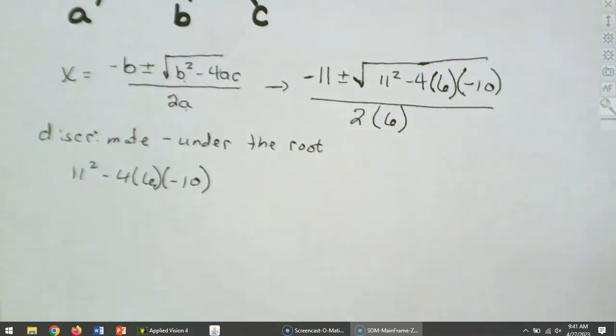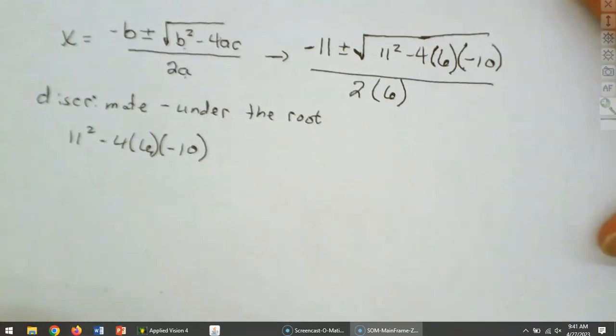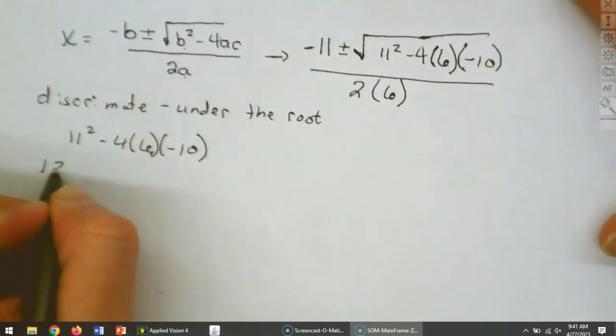Now, where students make a mistake is they're not careful with the signs. And we have to be very careful when we multiply. And remember, what happens when we have a negative times a negative? Well, that is going to make that positive. So we start off with 11 squared. 11 squared is that 121.